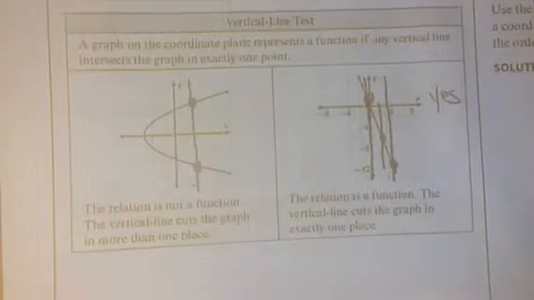Here, I draw a vertical line, and I notice that this intercepts my function in two places. It intercepts it here and here. If it intercepts your function in more than one place, then it is not a function. So this would be not a function. So this would be a function. This would not be a function.